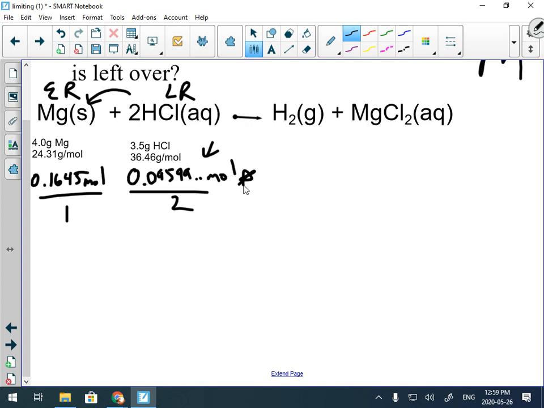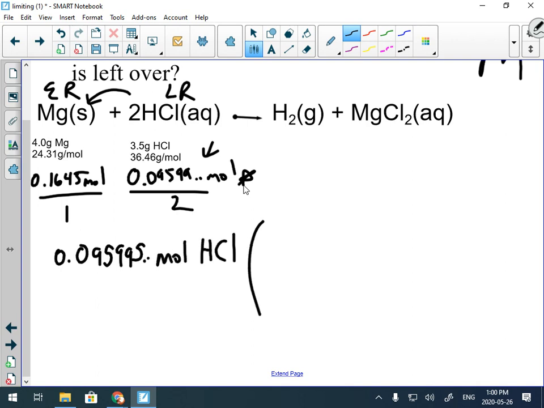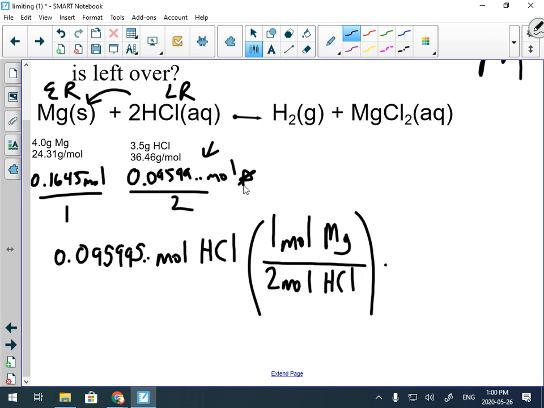So what I'm going to do is use that number, and this is the unrounded number on my calculator. Oh, let me just start writing that again. I was in my own shadow. It's kind of weird writing like this. 0.095995 mole hydrochloric acid, and I'm going to times that by the mole ratio between the two. So there are 2 moles of hydrochloric acid for every 1 mole of magnesium.